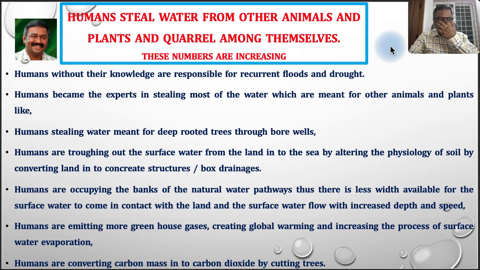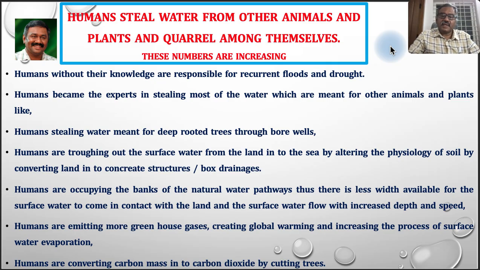These numbers are increasing. Humans, without their knowledge, are responsible for recurrent floods and drought. Humans became experts in stealing most of the water which is meant for other animals and plants, like humans stealing water meant for deep rooted trees through borewells. Humans are throwing out the surface water from the land into the sea by altering the physiology of the soil, by converting land into concrete structures or box drainages.